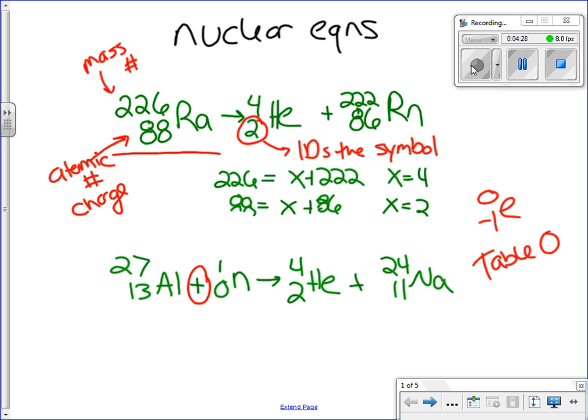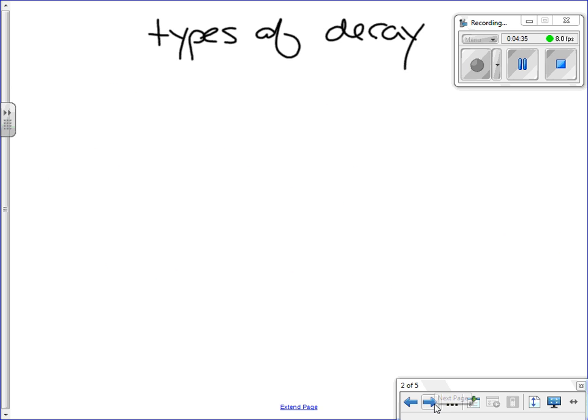Okay, those are types of nuclear equations. Again, notice the top numbers are the same on both sides and the bottom numbers are the same on both sides. Types of decay: there are 3 main types of decay. There's alpha, there's beta, and there's gamma. There is beta positive, okay, that's a positron. That's got a positive charge, but it's similar to beta decay.